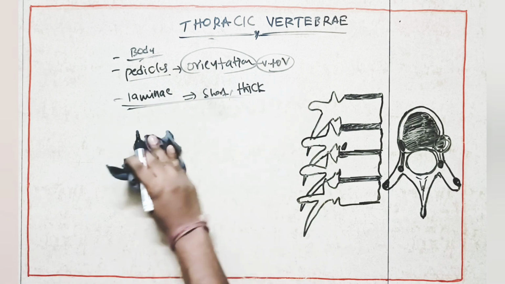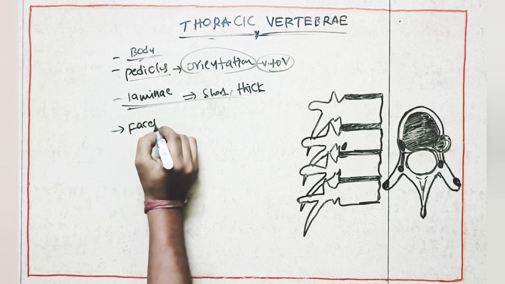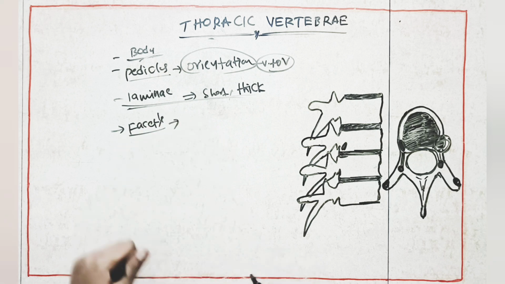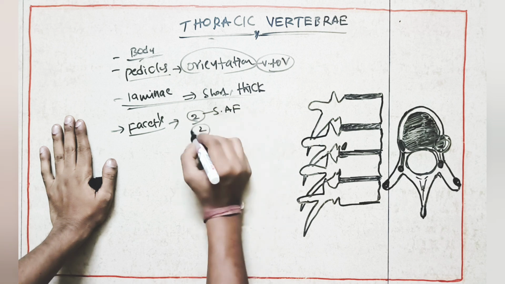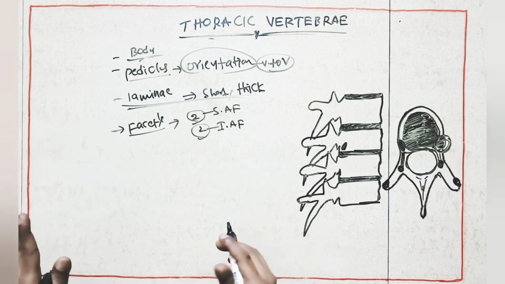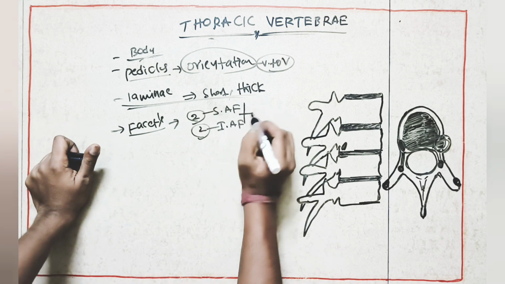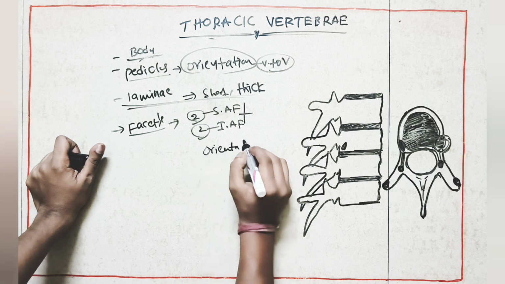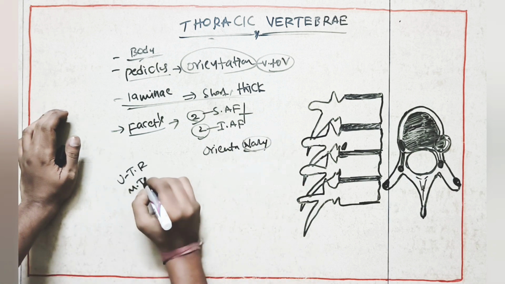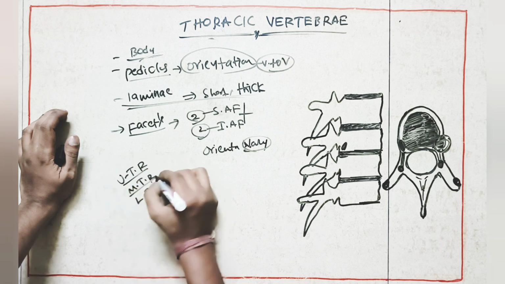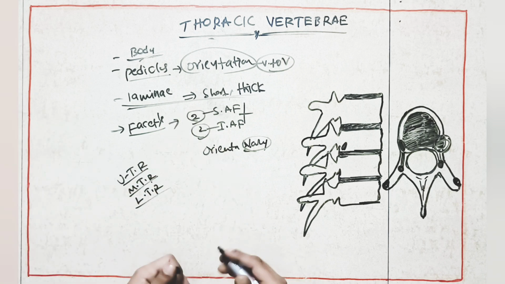Now we'll see the facet joints. Every vertebra has two superior articular facets and two inferior articular facets. Okay, it's clear. But in the thoracic spine, the orientation of the facet joints will vary. Upper thoracic region, middle thoracic region, and lower thoracic region: according to the region, the orientation of the facet joints will change.